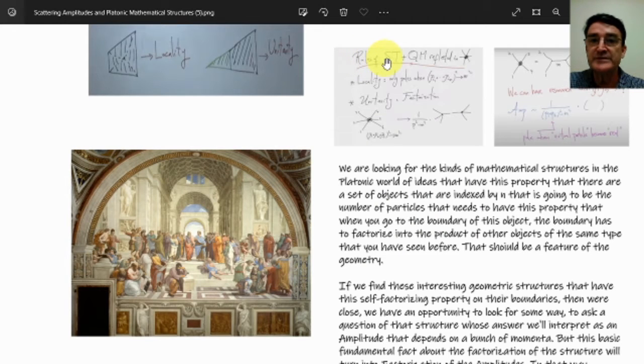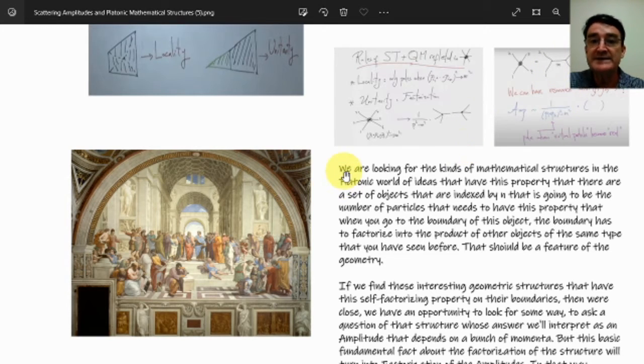Again, he's saying that the rules of space-time and quantum mechanics are reflected in this scattering process, where locality, the poles go on shell, unitarity is the factorization, and we get a pole when the intermediate particle goes on shell, when it goes to the boundary.